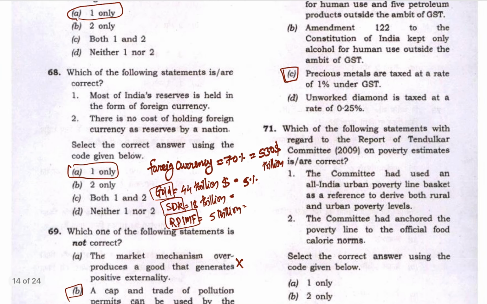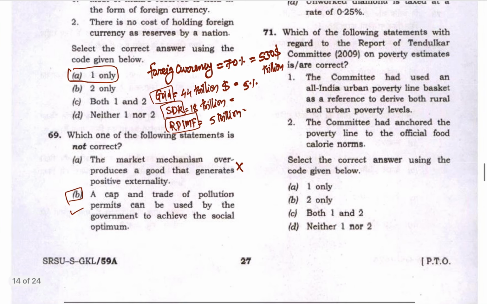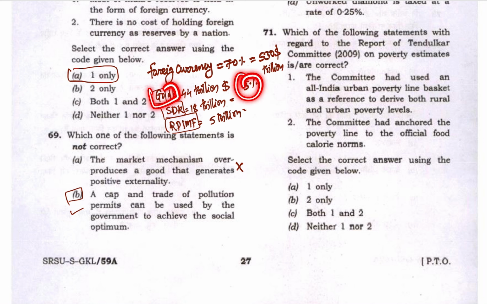Now, about the country's forex reserve. The majority of the forex reserve is in the form of foreign currency assets. 70% of the forex reserve is stored as foreign currency such as dollar, euro, pound, right? Gold is around 5% of the forex, around 2 to 3% is in SDR, and around 1 to 2% is in the reserve position with the IMF.